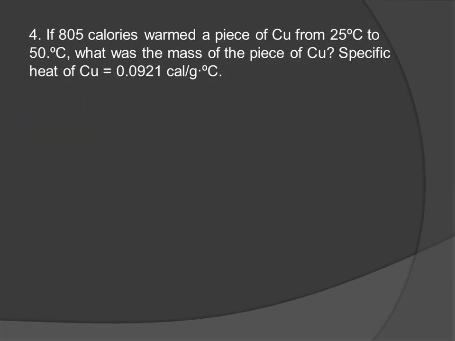Number 4. If 805 calories warmed a piece of copper from 25 degrees to 50 degrees, what was the mass of the piece of copper? Specific heat of copper equals 0.0921 calories per gram degrees Celsius.